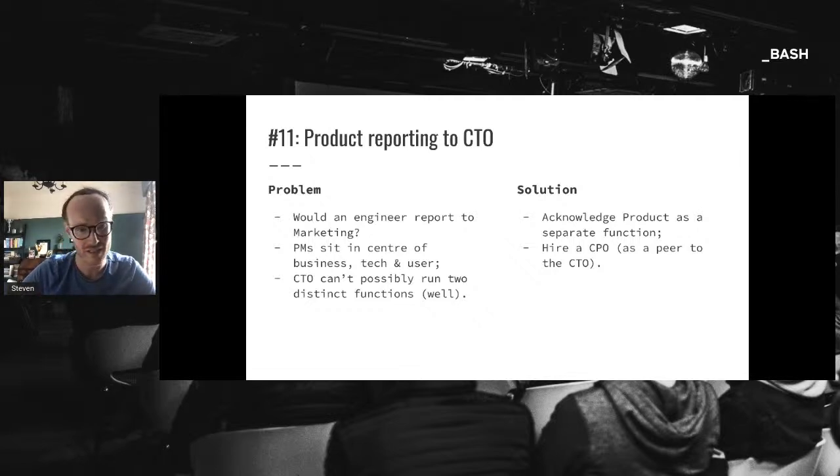The solution to this is relatively simple. Acknowledge product as the separate dedicated function that it is, and hire a CPO, which is a peer to the CTO. What that does is represent an acknowledgement of product management as a strategic driver for the growth of the product and the growth of the company, and also acknowledges it as being just as important as the other functions.